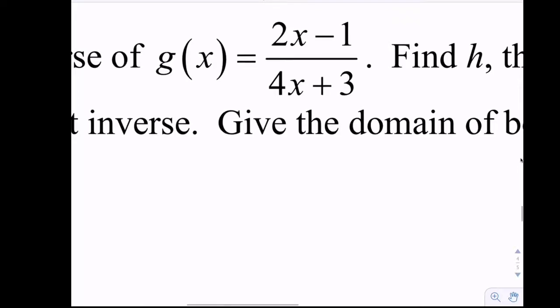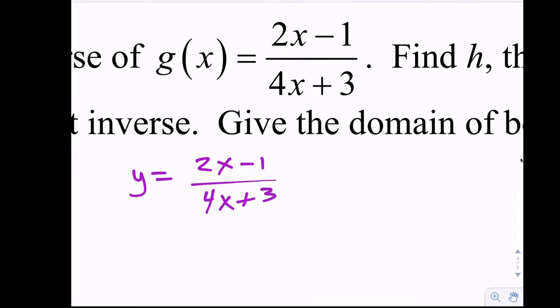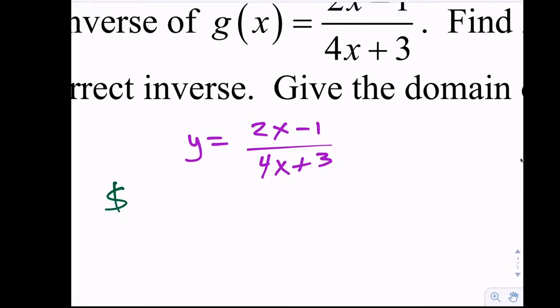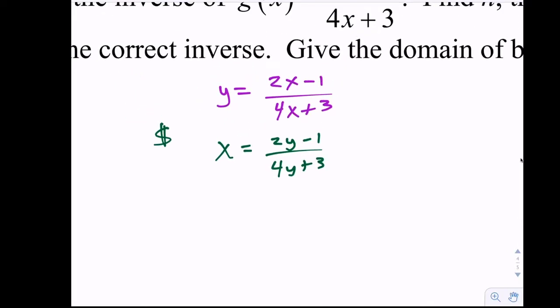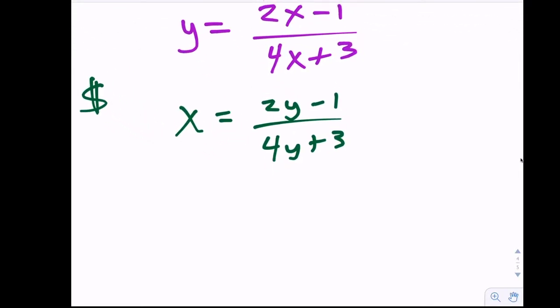Let's find the inverse. How are we going to find the inverse? Yeah, you could do that first step. Replace g of x with y. That's an easy first step. But then the money step, which I'll use green for, is to do what? Yeah, interchange x and y. So x equals 2y minus 1 all over 4y plus 3. Now all I got to do is solve for y.